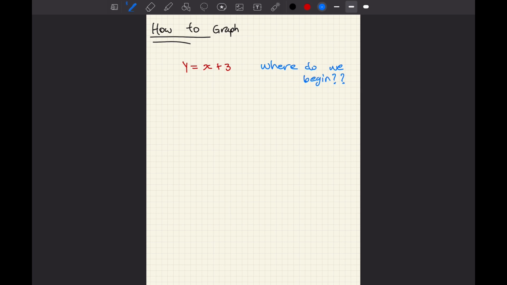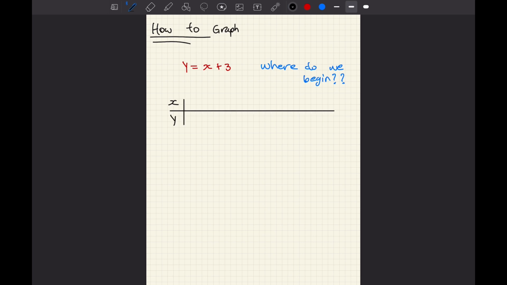So, to understand what we must do, we need to look back at what this is actually telling us. What this equation is telling us is that for every x value, there is going to be a corresponding y value. This means that if I put an x value into this equation, I should receive a y value.